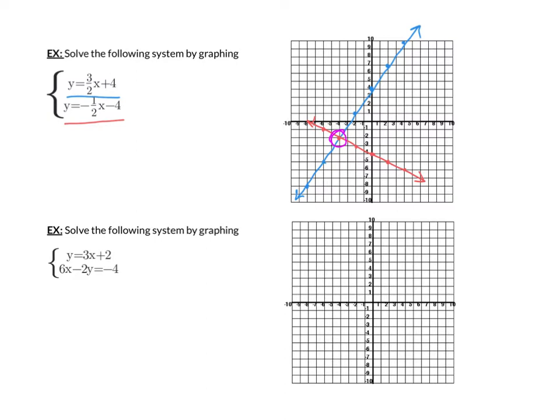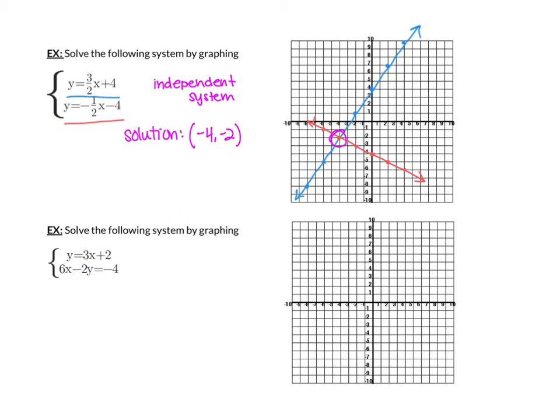So in this case, I have a consistent system, meaning it has one solution, but more specifically than that, this is an independent system. The solution to this system is the point at which they intersect. So this solution is -4, -2.